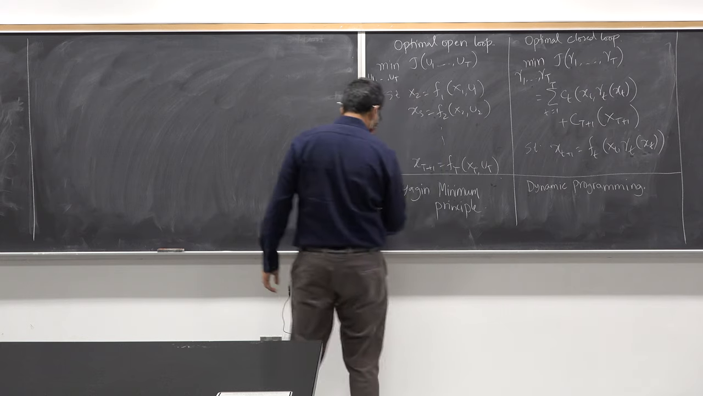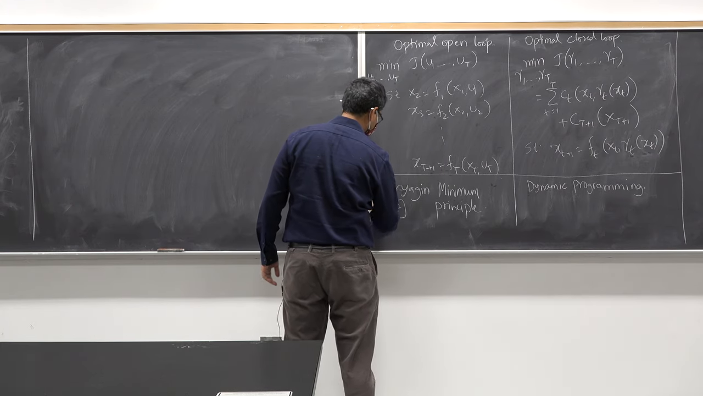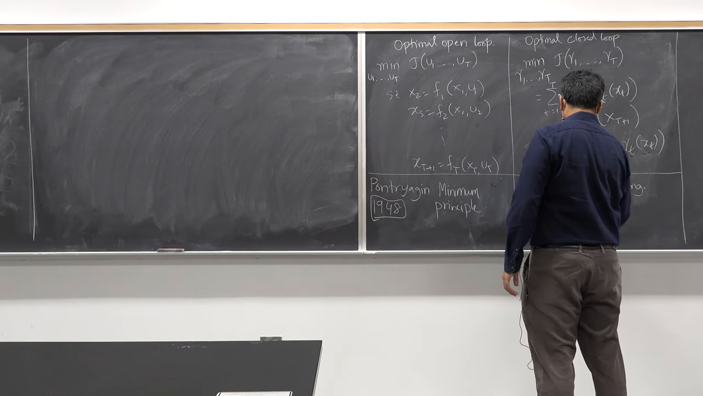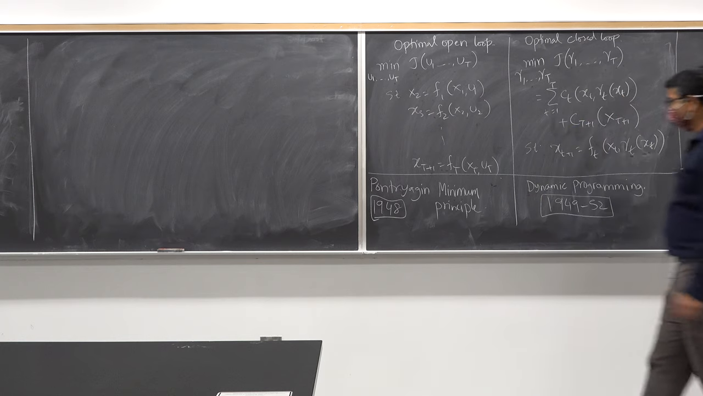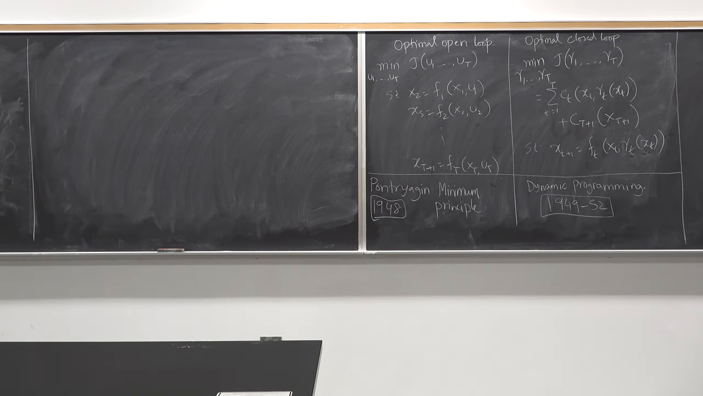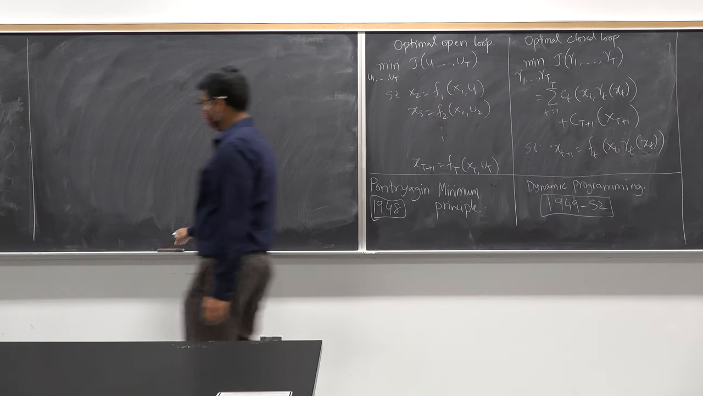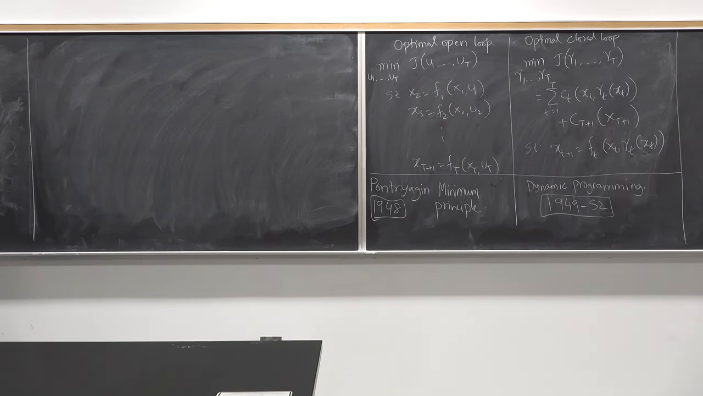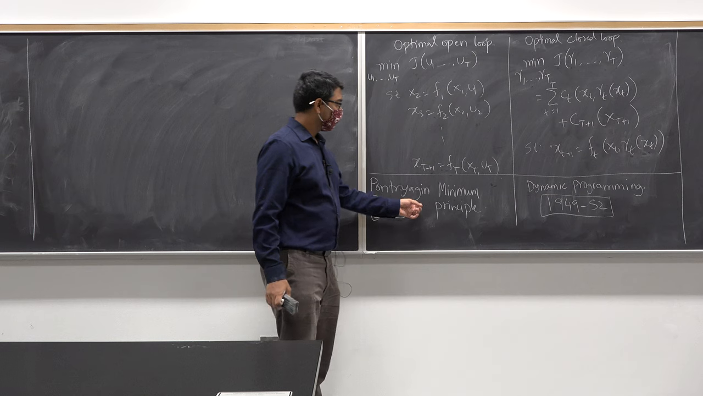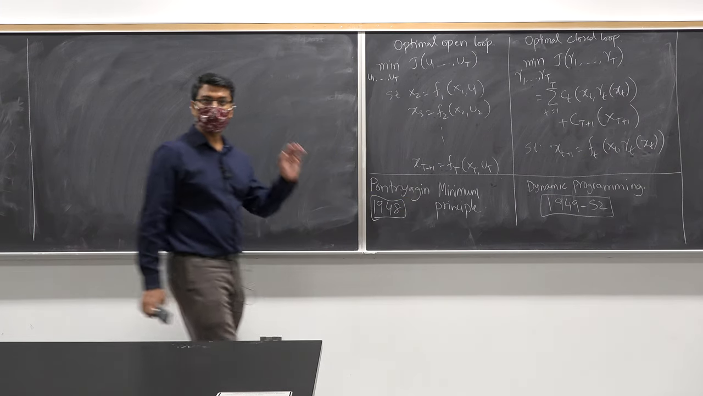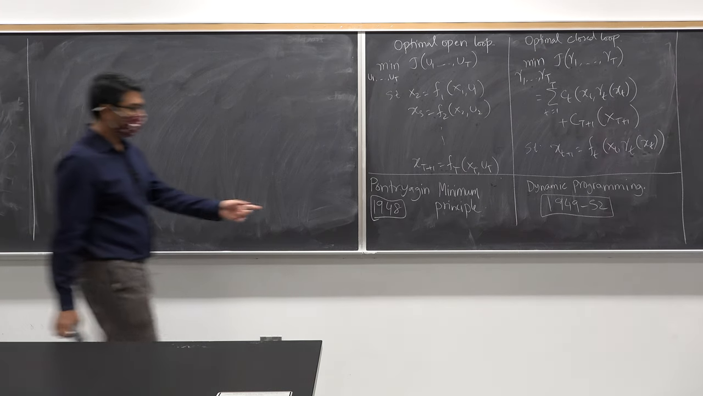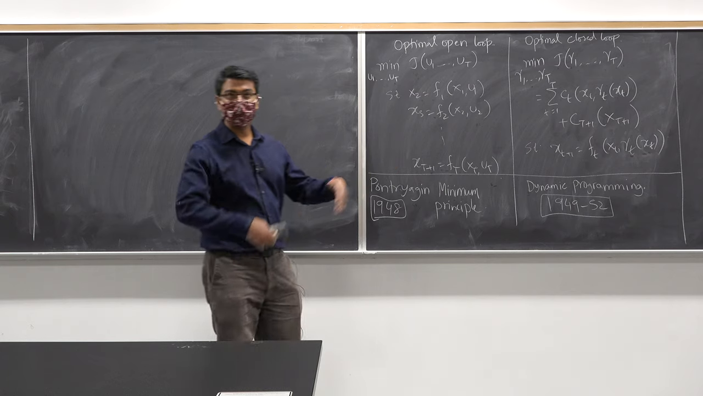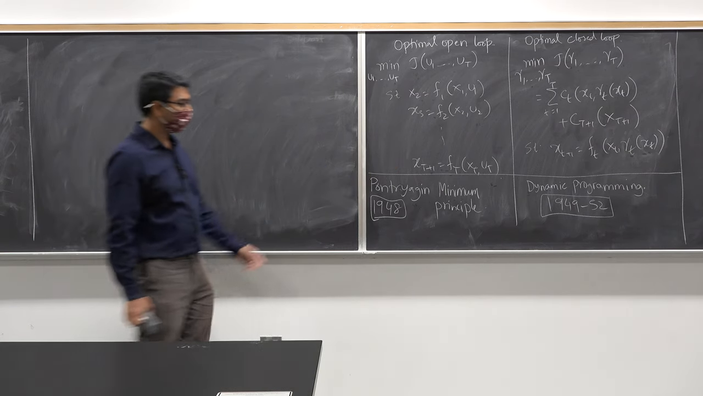I should mention this is 1948-ish, and this is 1949 to 52-ish. So fairly old theory. I must also add that this theory was very crucial for the Apollo missions, which put man on the moon for the first time. If we didn't have the Pontryagin minimum principle, it is unclear whether man would have reached the moon or not. So this is very, very important.